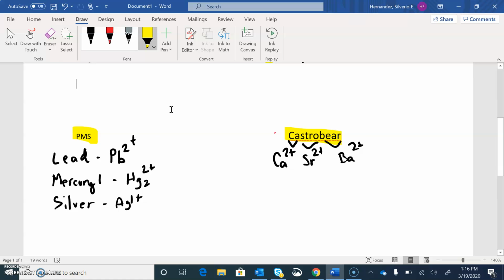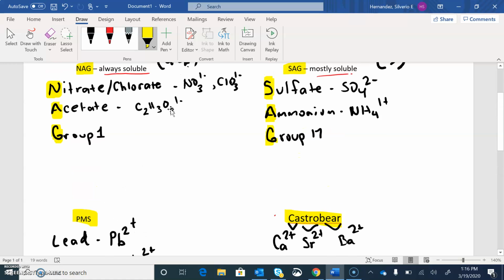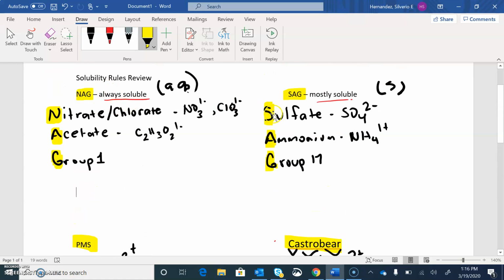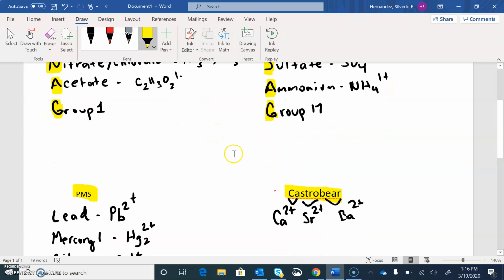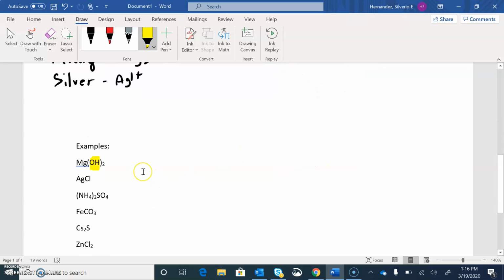I'm going to scroll back up and look for hydroxide in my NAG/SAG, and I don't see it there. Since I don't see it there, I'm going to assume that it's going to produce a solid precipitate whenever it's combined with something in a compound. Now there are some exceptions to that, but for right now, we're going to say that it is going to produce a precipitate. So we get a solid there.